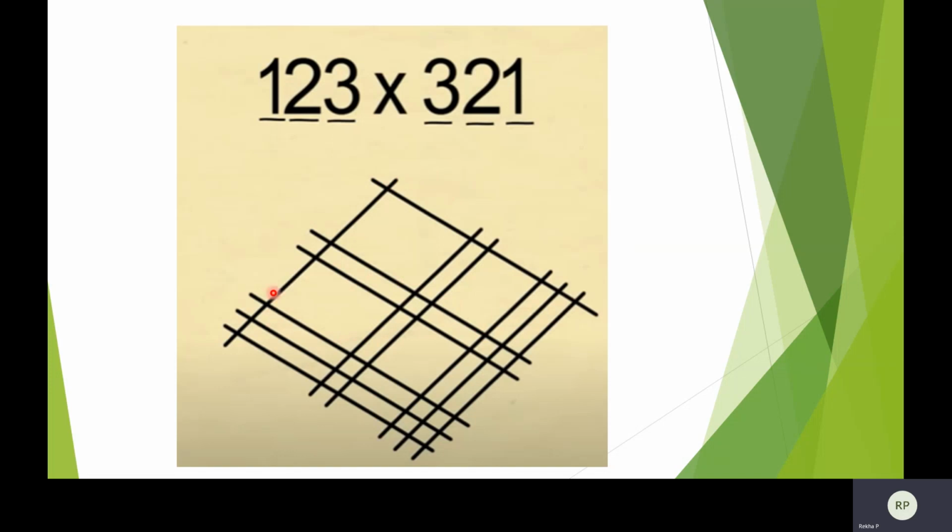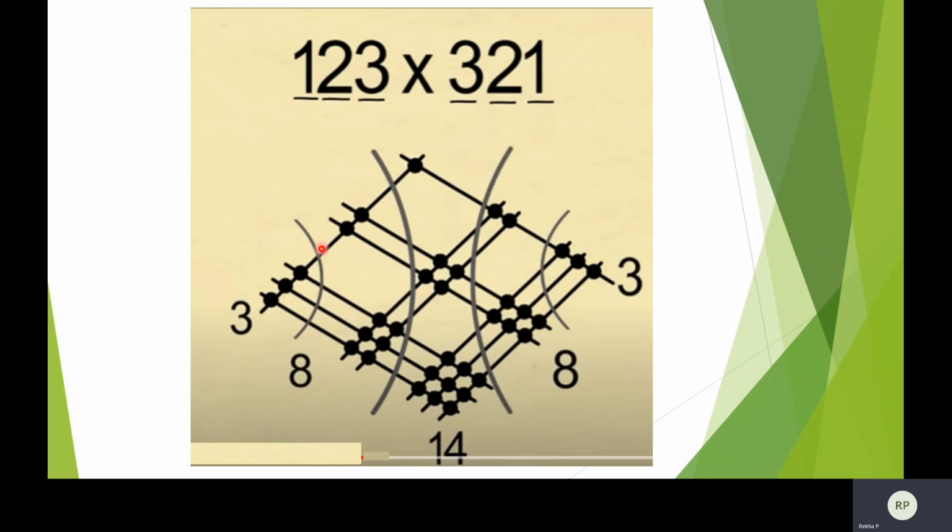So now what you have to do? You have to group it carefully. Diagonal groups you have to follow. So this group, and this group like this. You have to group it very carefully. See, this is one group, and this one is the next group, this is another group, this one is another group, and this alone is another group. Now you count the intersecting points in each group. In this group it is 3, in this group it is 8, in this group it is 14, in this group it is 8, and in this group it is 3.